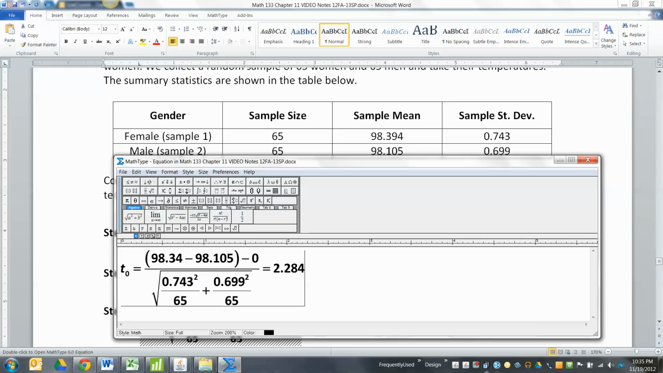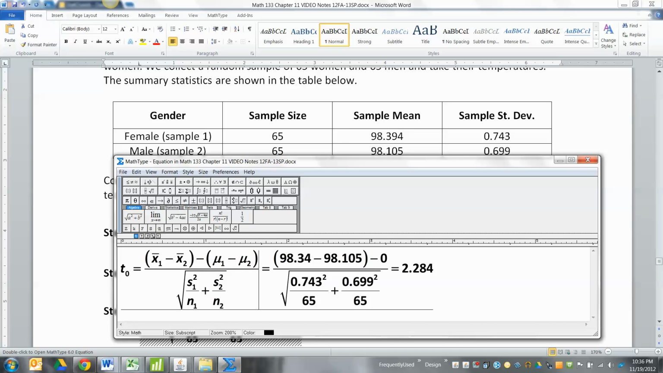Now, the test statistic. Let me fill this out. There's the big old formula for it. No, you're not going to type this stuff in by hand. That's just silly. But let's enter this stuff in just so we can see what we should have done. So it's 98.394 minus 98.105. Those are your sample means, your x-bars. Minus 0, because if you say that they're equal in your null hypothesis, then you're assuming that when you subtract them, you should get 0. So that will be 0 for our course.